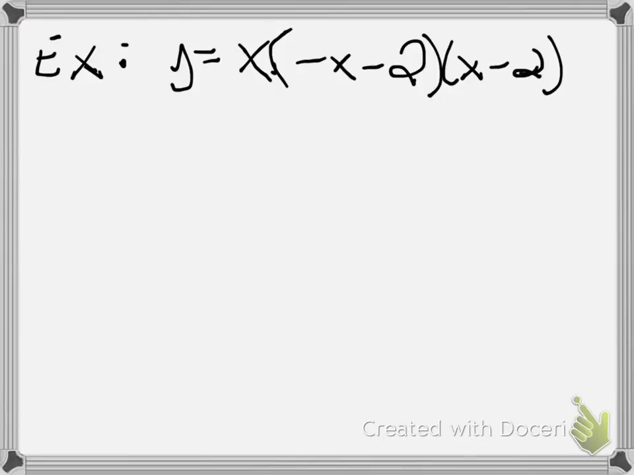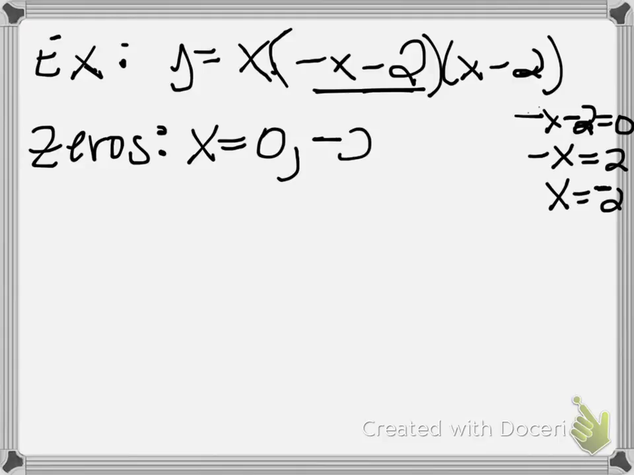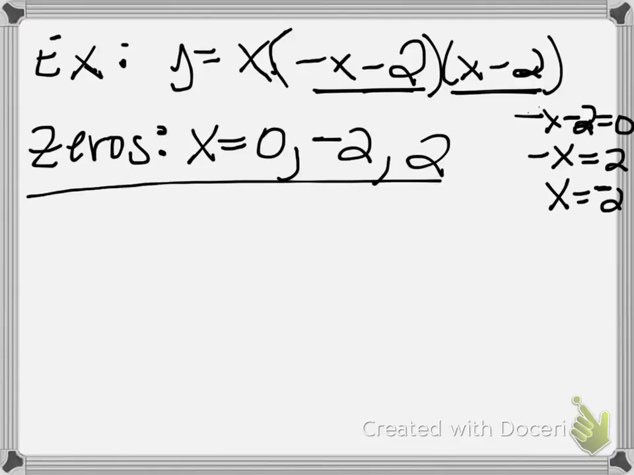So first I need to find the zeros. To find those zeros, well, this first one's easy. It equals 0. This one you might need to do a little work on. So I have negative x minus 2 equals 0. Then I get negative x equals 2, and I have to divide by negative 1, so I get x equals negative 2. And for this one, it's 2. You can always set them each equal to 0 and solve for x to find out. So now I have my zeros.